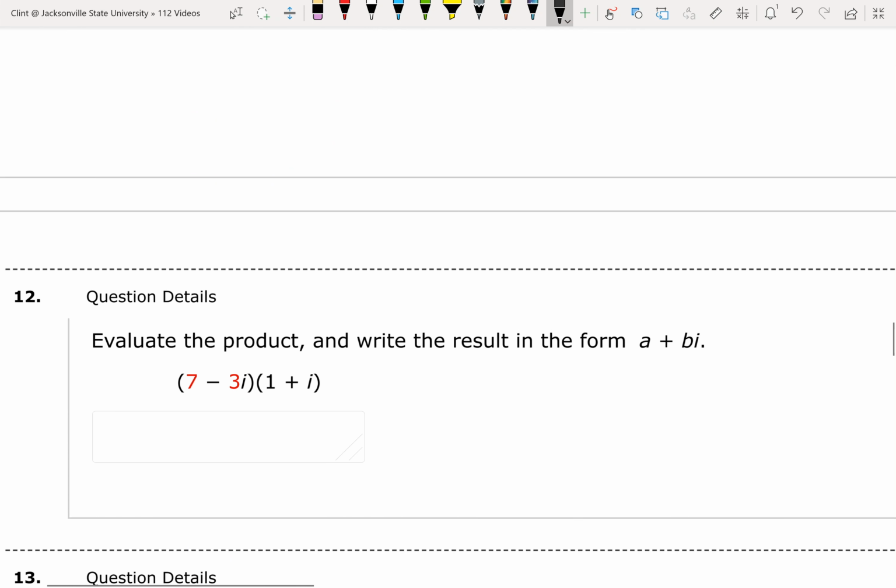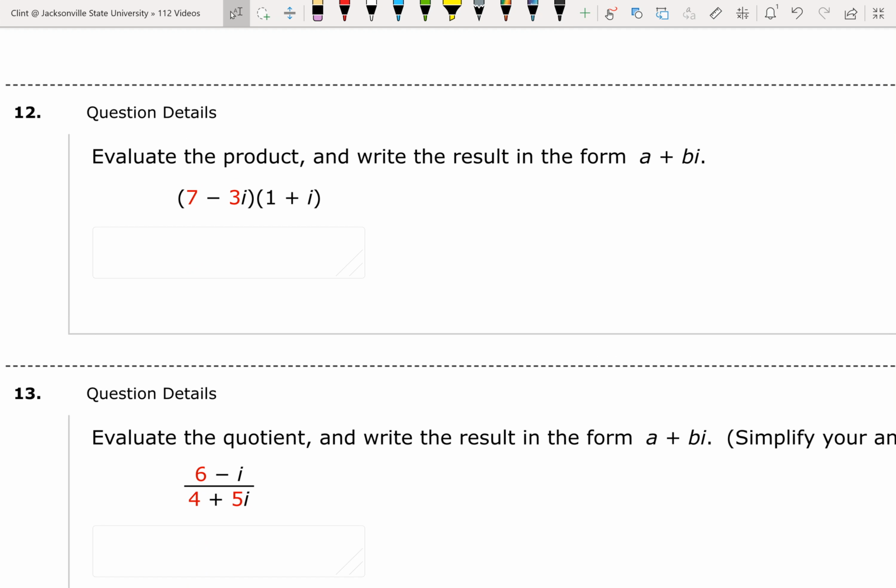Okay, number 12 says evaluate the product. So we just treat i like a variable for the most part until we get toward the end, and we may have to simplify. So we're going to do FOIL method here. Or really the distributive property, if you want to think about that.